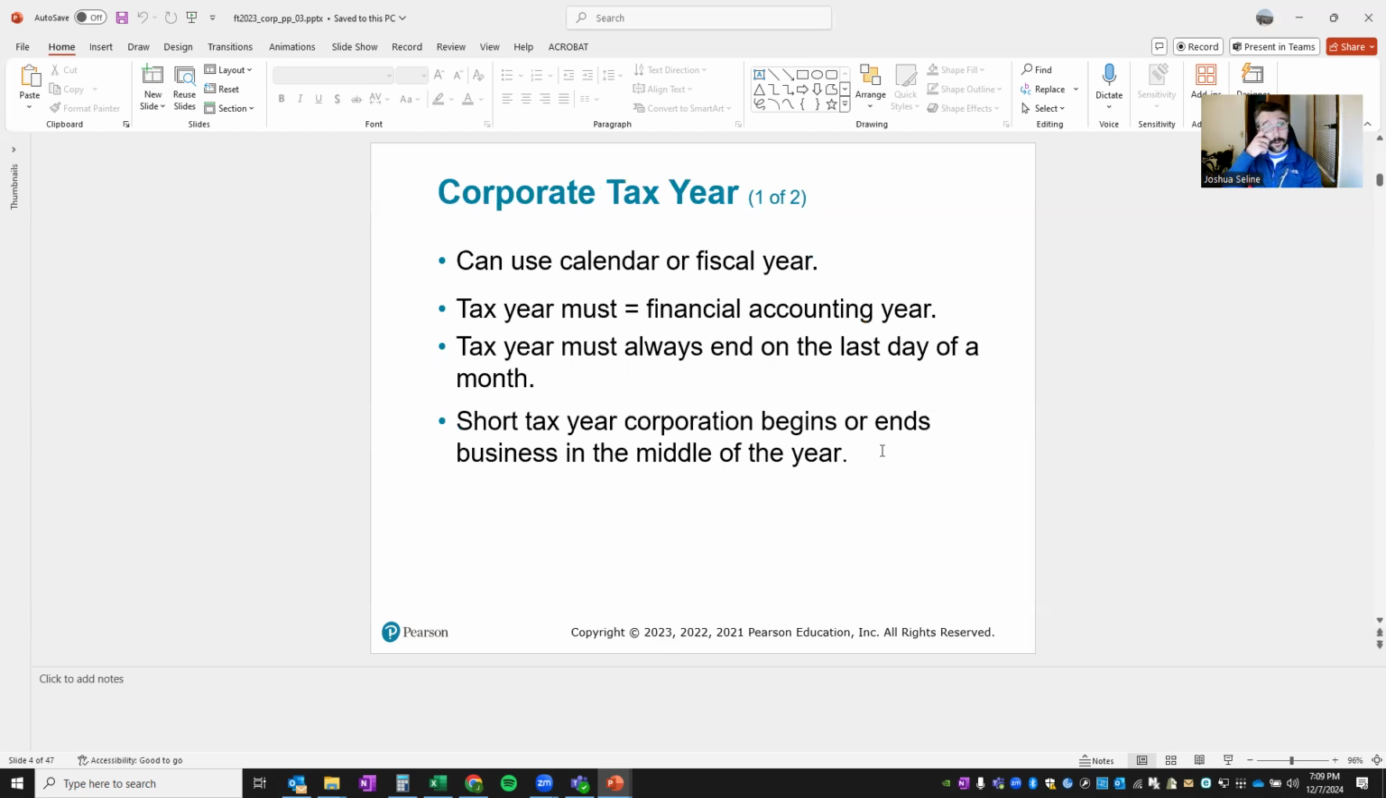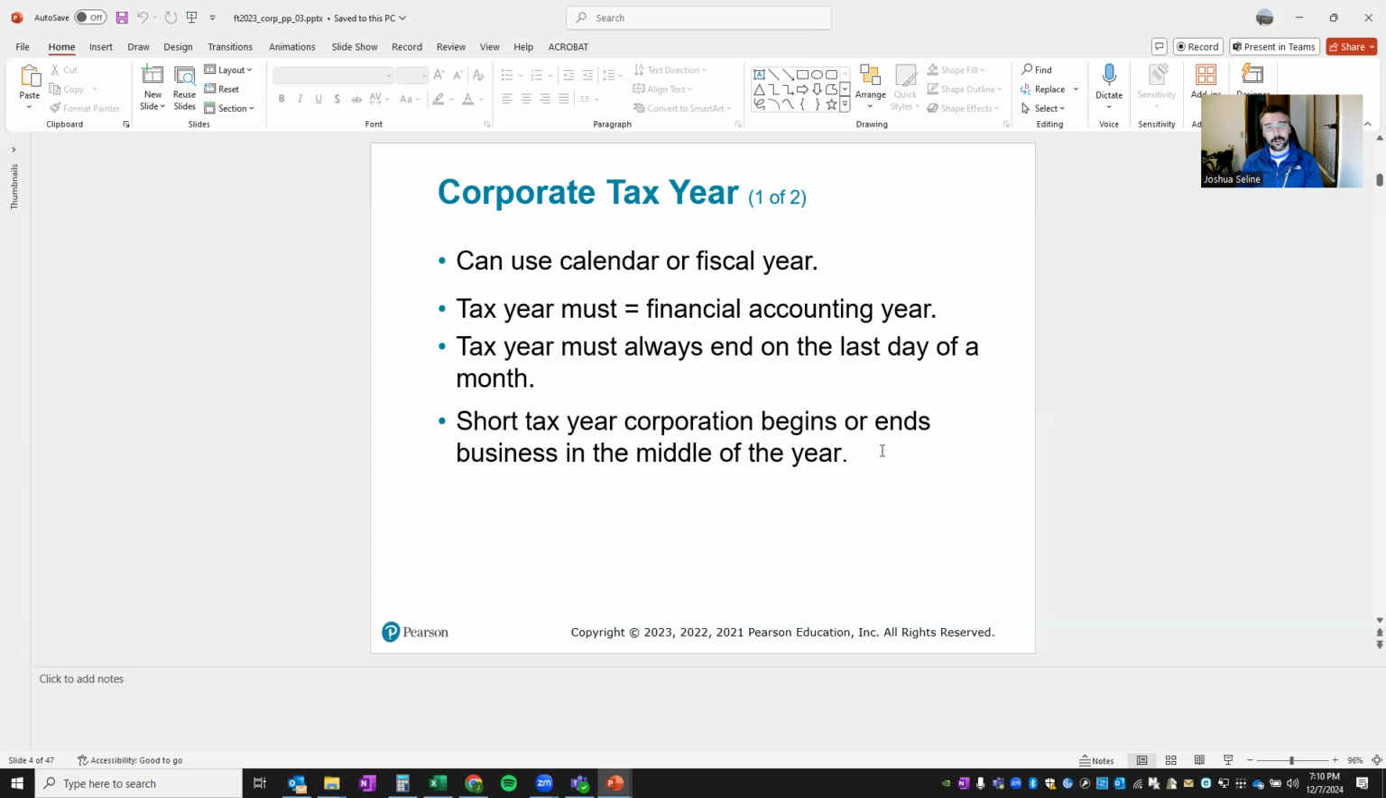But getting into it, corporate tax year can use calendar or fiscal year. So unlike S corporations or proprietorships, you can use a fiscal year end. So the tax year must equal the financial accounting year. Tax has to agree with the book in terms of the closing date. Tax year must always end on the last day of the month. So you can't say July 15th is my closing date. It has to be July 31st.